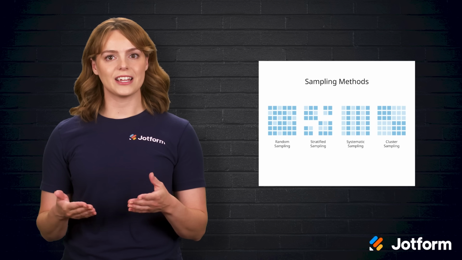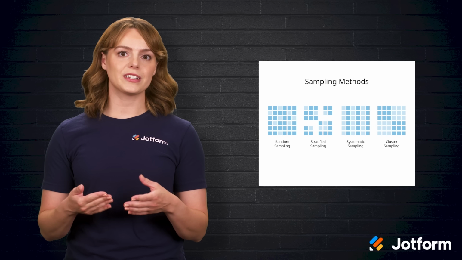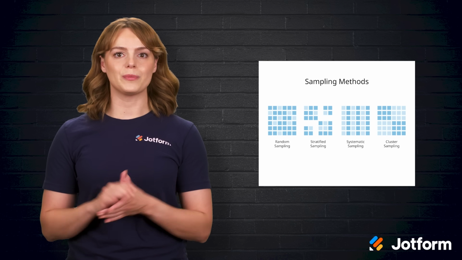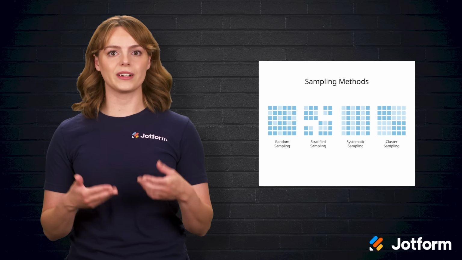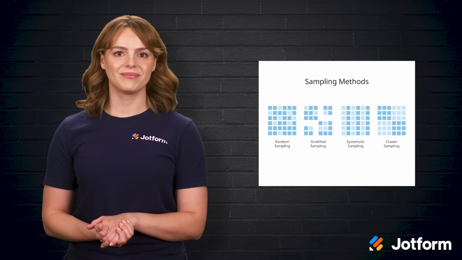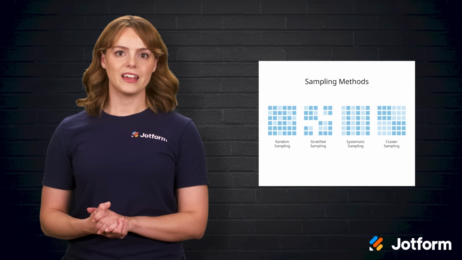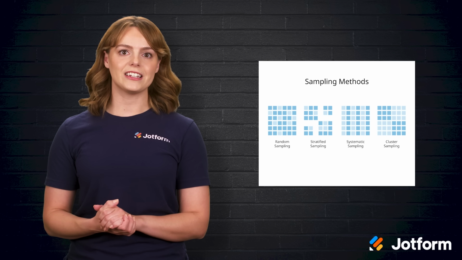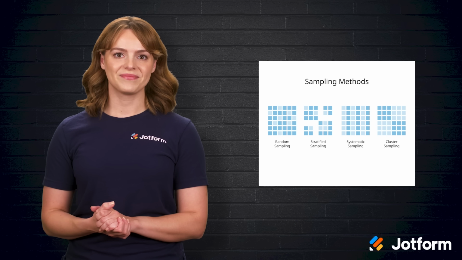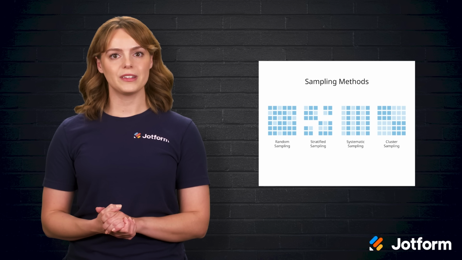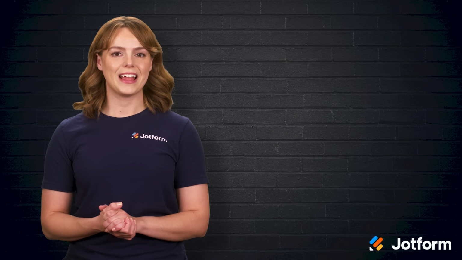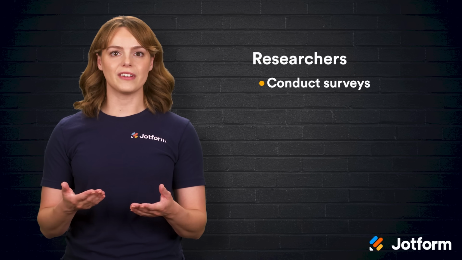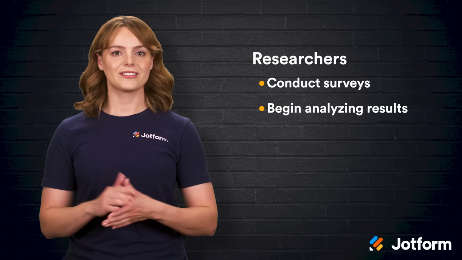After calculating the sample sizes, researchers randomly select participants from each subgroup. They may use methods such as simple random sampling or systematic random sampling. With probability sampling, every person in the population has an equal chance of being selected. After the samples are confirmed, the subgroup data is combined into one representative sample. Researchers can then conduct surveys and begin analyzing the results.